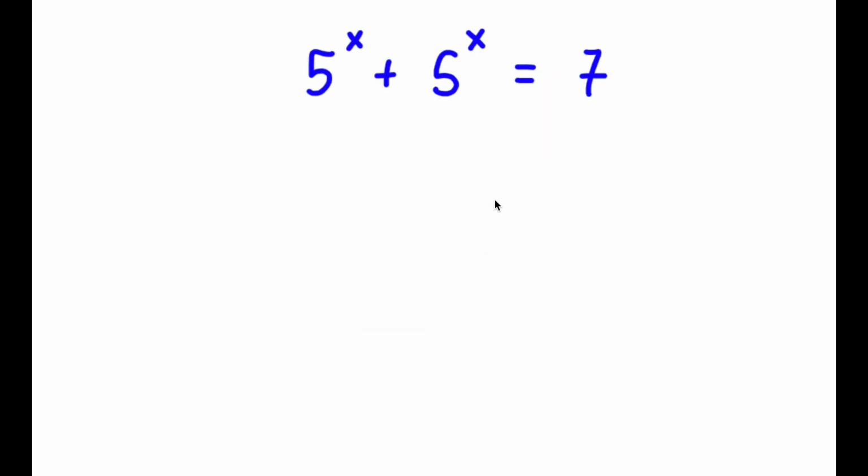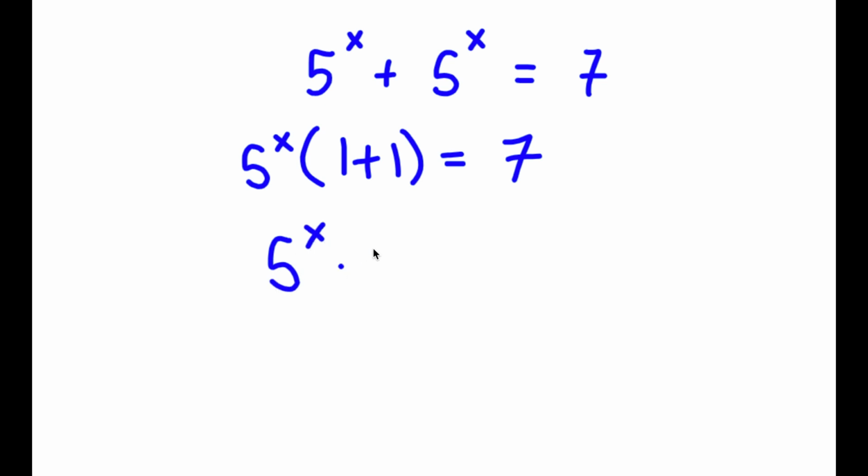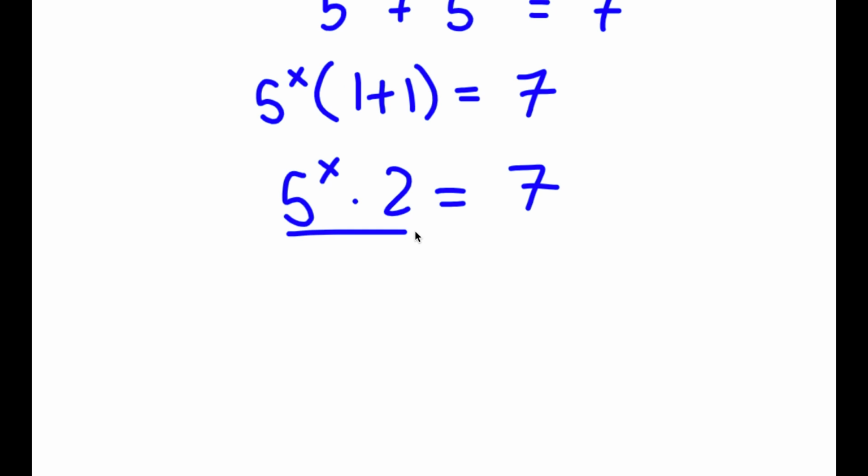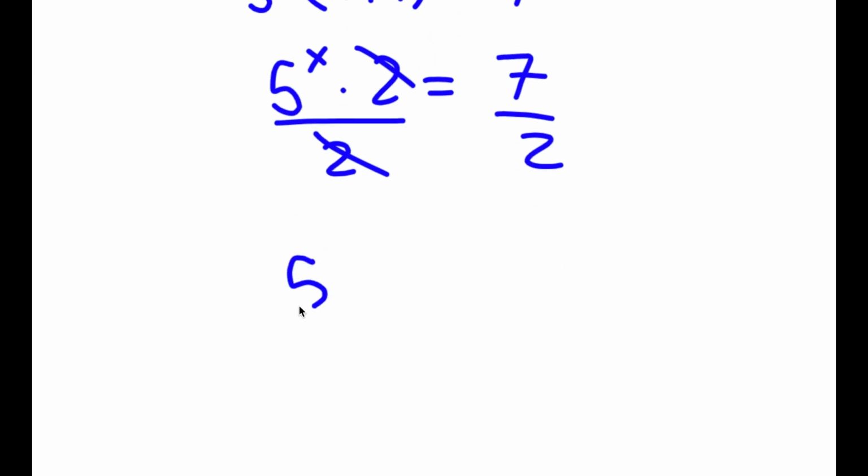Alright, so in this problem, I have 5 to the power of x plus 5 to the power of x is equal to 7. So to solve this, I'm going to first start by factoring out 5 to the power of x. So now I have 5 to the power of x times 1 plus 1 is equal to 7. Now 1 plus 1, that's 2, so I have 5 to the power of x times 2 is equal to 7. And now I can divide both sides by 2. So then these two cancel out, and now I have 5 to the power of x is equal to 7 over 2.